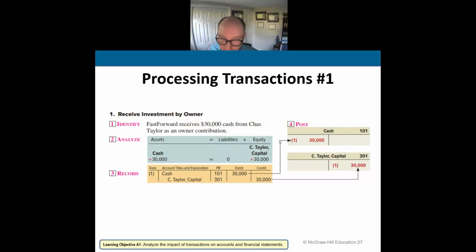This is basically showing you the steps that we just walked through. Source documents, 30,000 cash from the company owner. We debit cash, increase cash. We credit paid in capital, increase equity. Step three, we record the transaction using a journal entry, debit cash, credit paid in capital. Step four, we post those to the ledgers.